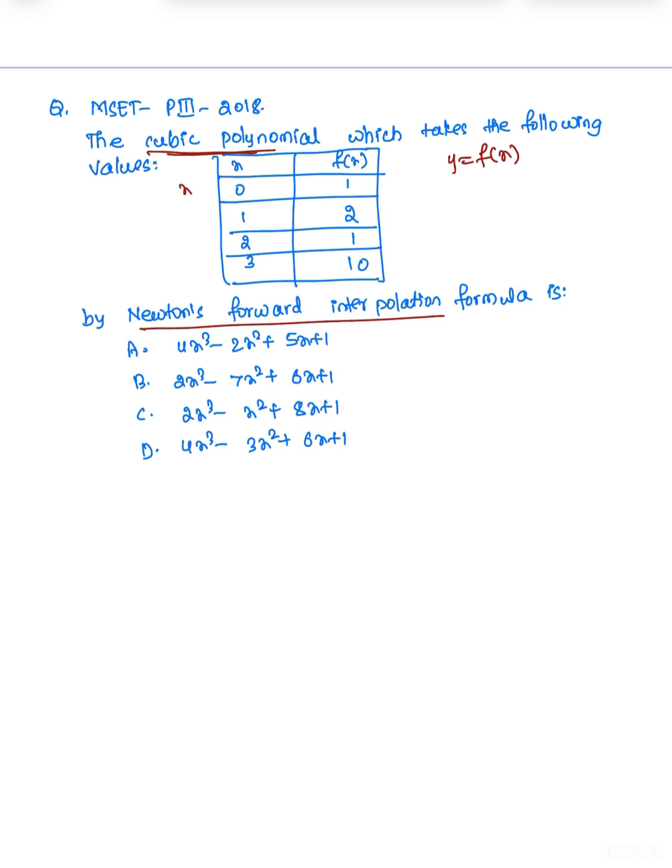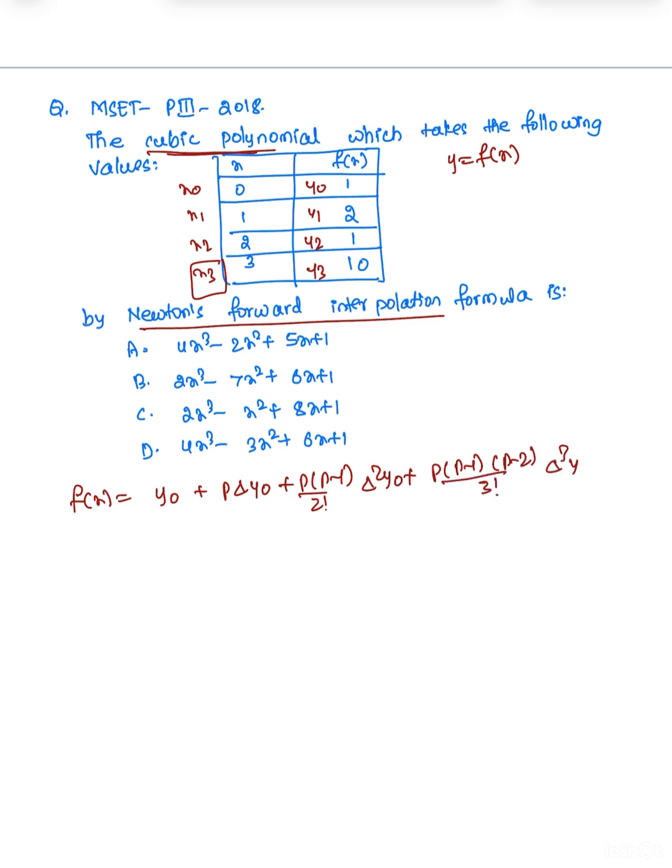Since the values are x0, x1, x2, x3, this is y0, y1, y2, y3. So we are having x3, therefore the polynomial will be of degree 3. First we have to write Newton's forward interpolation formula. So for Newton's forward interpolation formula we have f of x will be equal to y0 plus p into delta y0 plus p into p minus 1 by 2 factorial into delta square of y0 plus p into p minus 1 p minus 2 by 3 factorial into delta cube of y0 and so on.